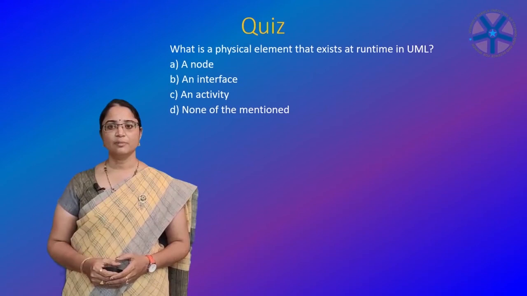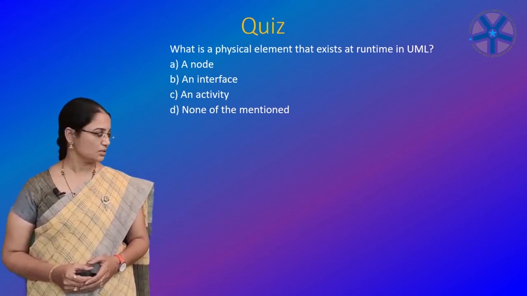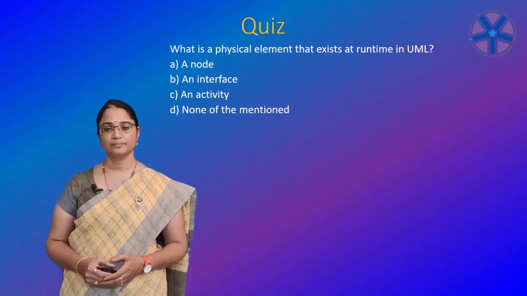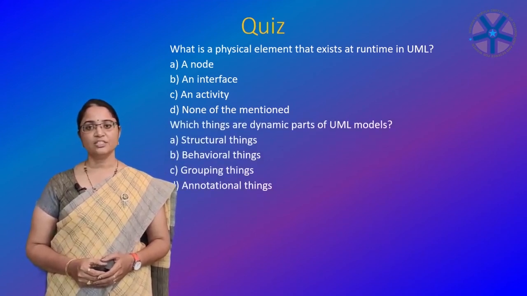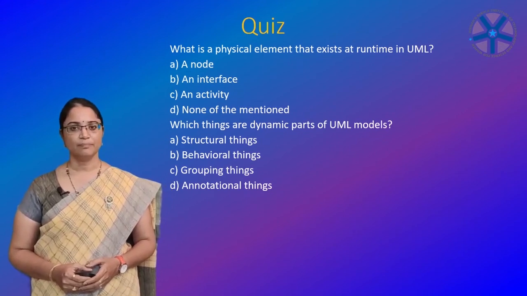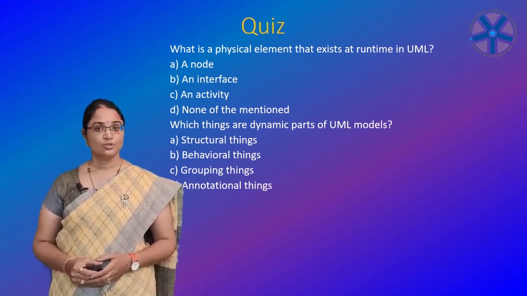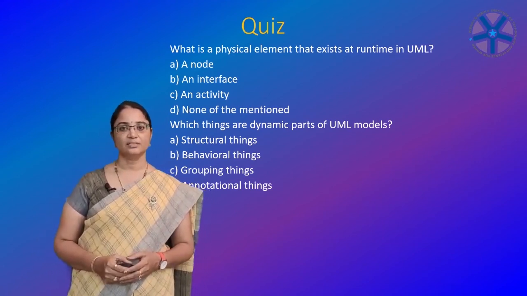What is the physical element that exists at runtime in UML? The options are node, interface, activity, none of the mentioned. The answer is node. Which things are dynamic parts of UML models? Structural, behavioral, grouping things, annotational things. So, dynamic parts represent the behavioral things.